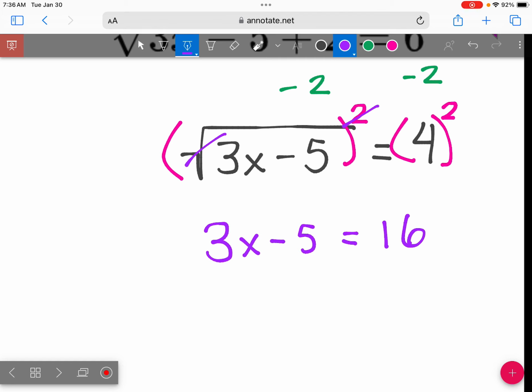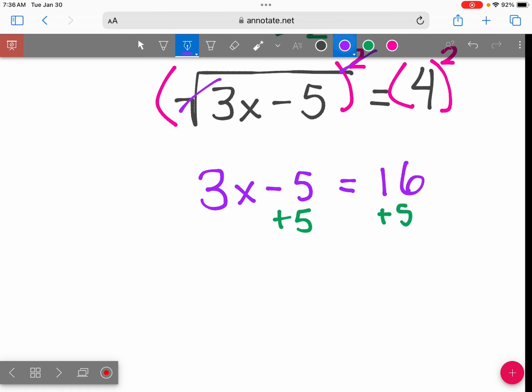And what are we going to do next? Add 5. Yeah, you got it. It's all good. We add 5. That's going to give me the 3x equals 21.